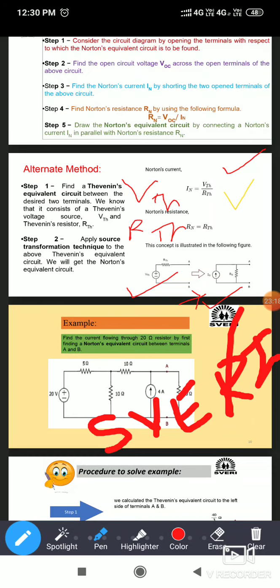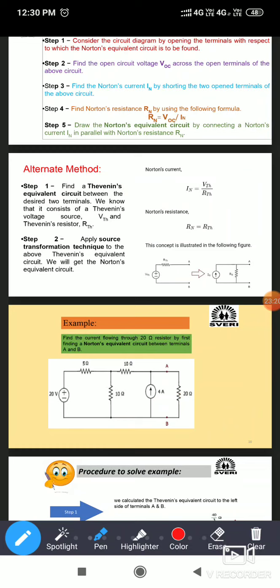Source transformation method. If you use the source transformation method, you can convert from the Thevenin's equivalent circuit to the Norton's equivalent circuit, or conversely, from the Norton's equivalent circuit to the Thevenin's equivalent circuit. Do you understand? So find out Thevenin's equivalent circuit and you will get the Norton's one.